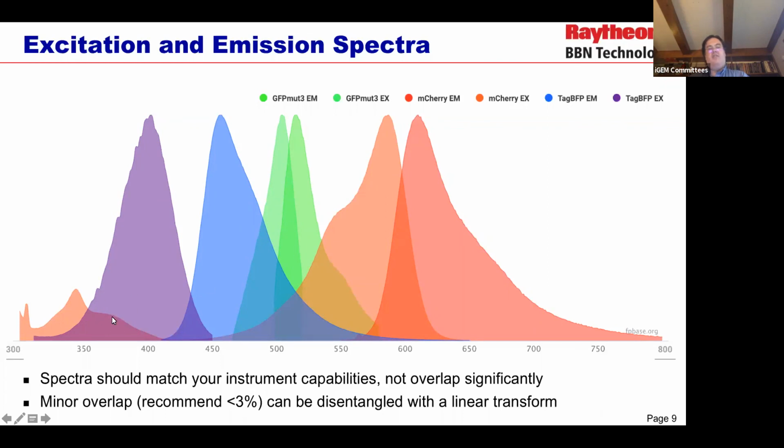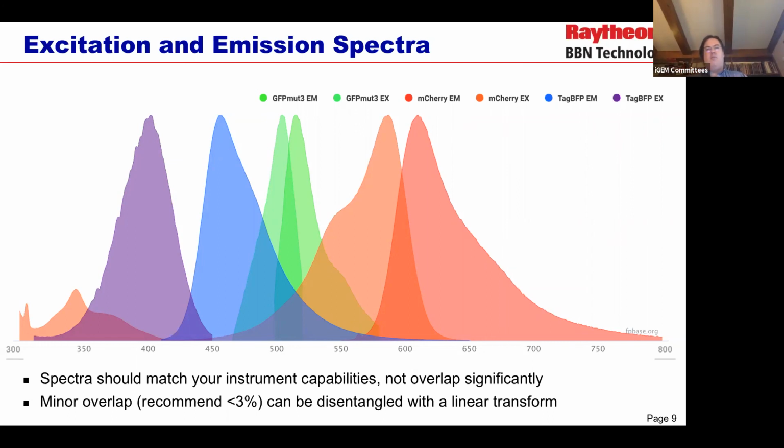There's a little bit of overlap there, but the emission is very well separated. So if I have a filter that's looking for blue, it's not going to catch any red. If I have a filter that's looking for red, it's not going to catch any blue, and so on. So this is an example of 3 nicely separated pieces. Whenever you're thinking about using more than one fluorescent protein, you want to think about how to make sure that they are nicely separated like this.